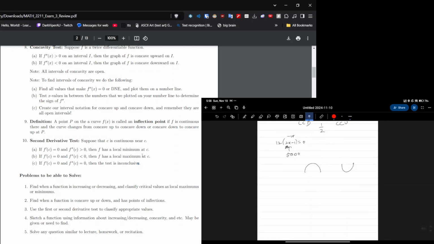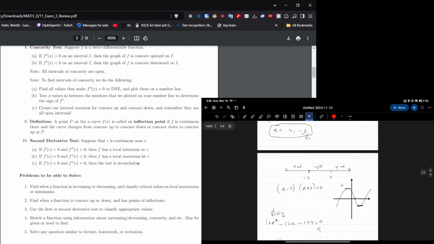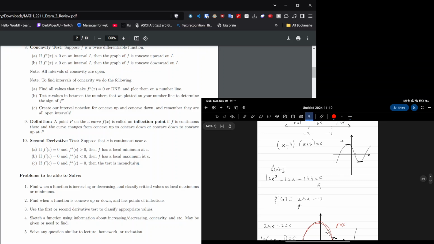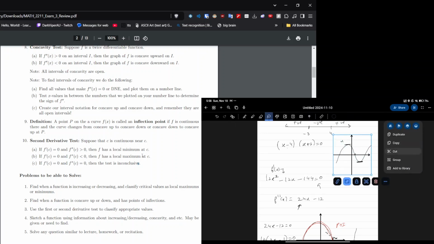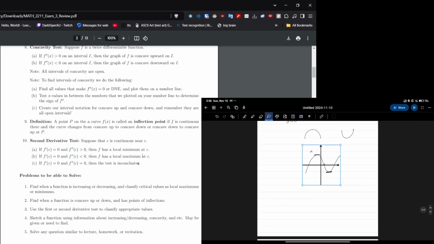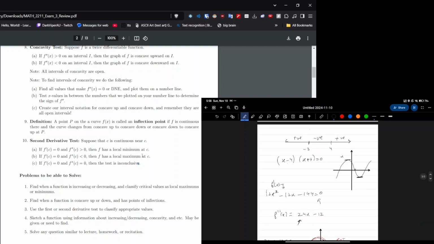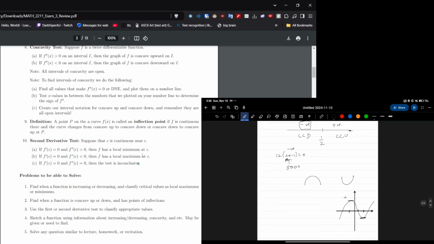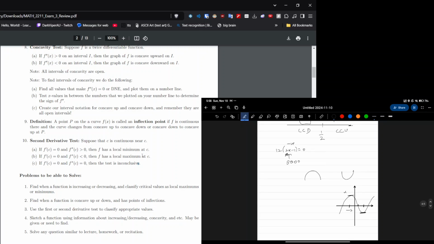Let me explain this to you. So let's say we again take this graph. Copy this and paste it over here. Now, let's say I pick my critical points. This was my critical point and this was my critical point, and they were negative 3 and 4. So let's say this was negative 3 and this was 4.